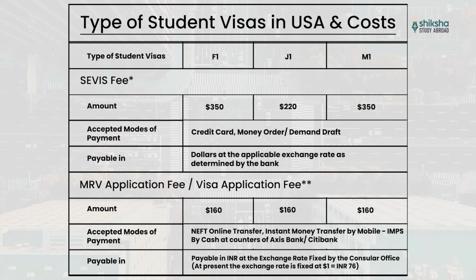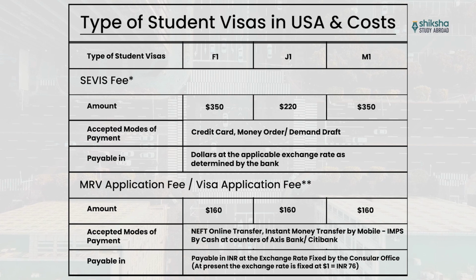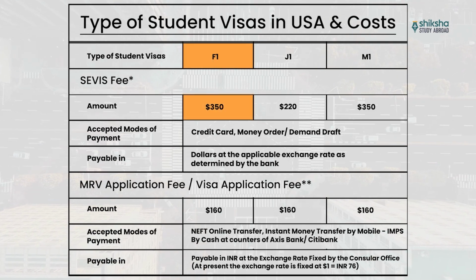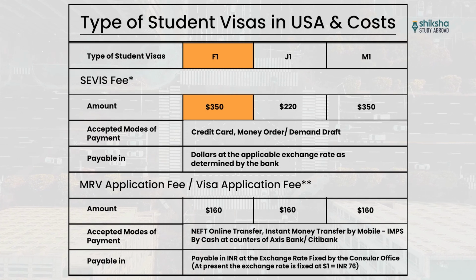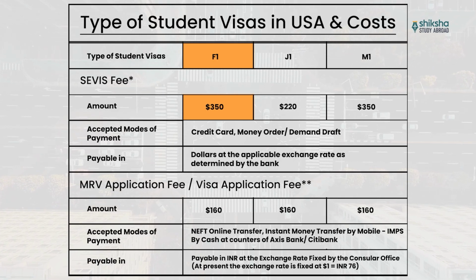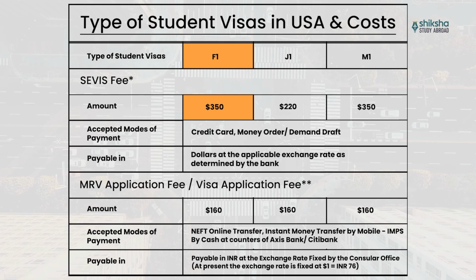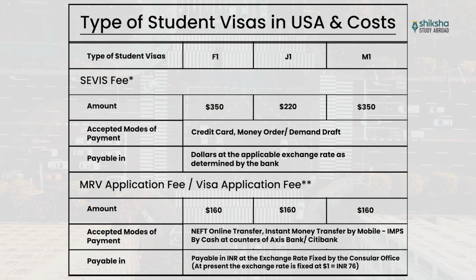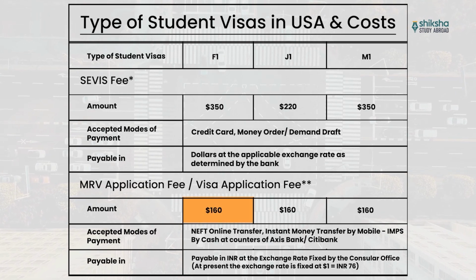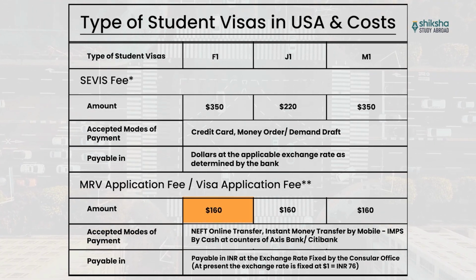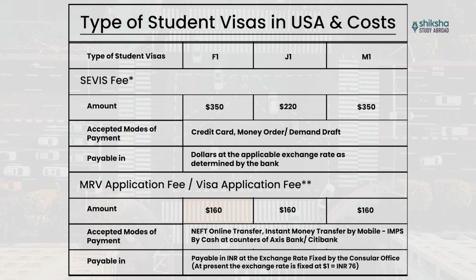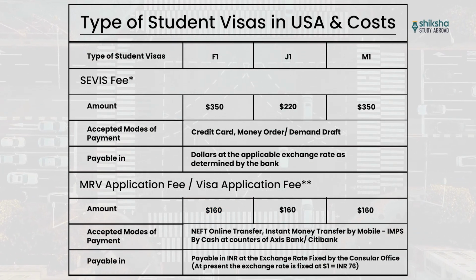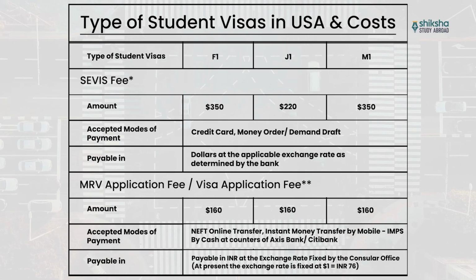Now, if you look at the cost of the visa, then the applicant has to pay CVIS fee and the visa application fee, which is the MRV fee. CVIS fee for F1 visa is $350 at present, which works out to be approximately INR 26,256 given the current exchange rate. The visa application fee or the MRV fee is $160, which equals to INR 12,003 rupees. For your reference, the table on the screen shows the breakdown of different types of student visas and the modes through which you can make the payment.